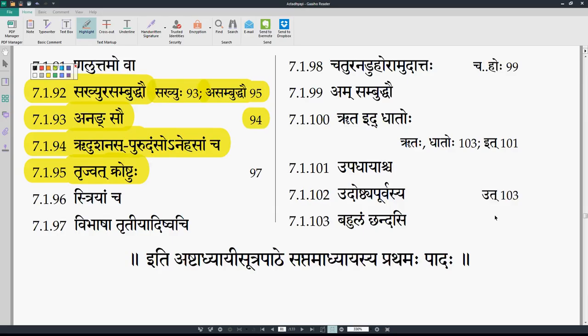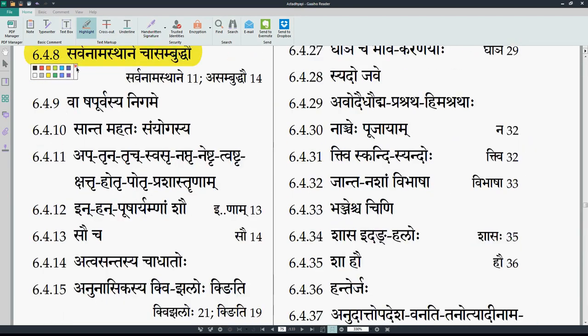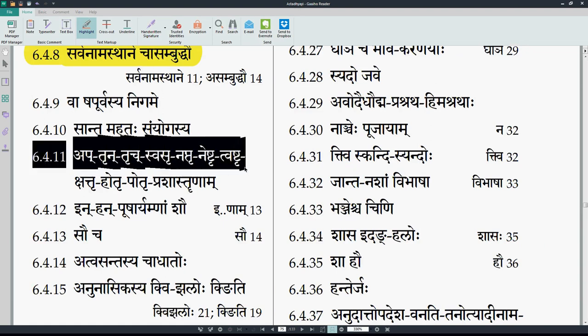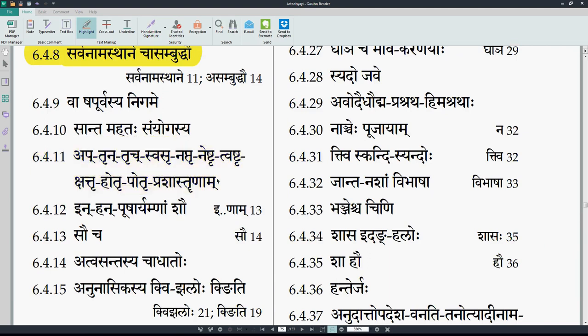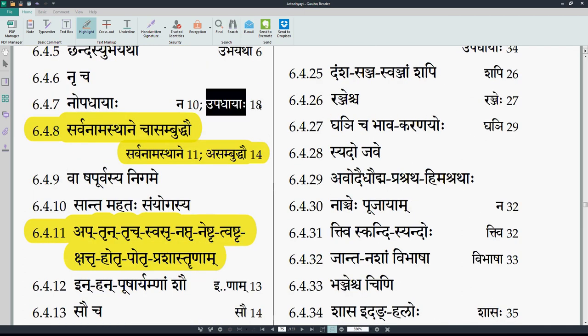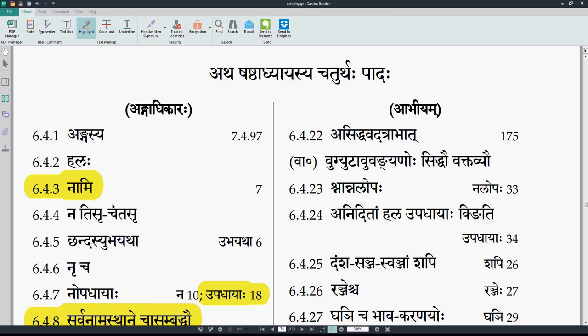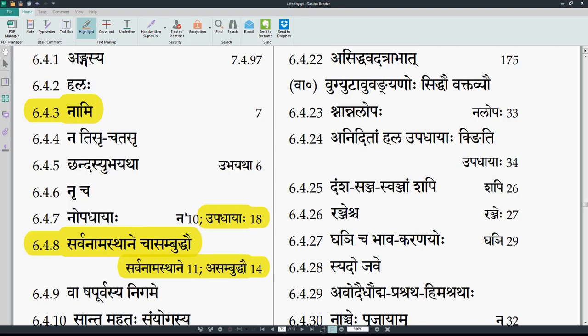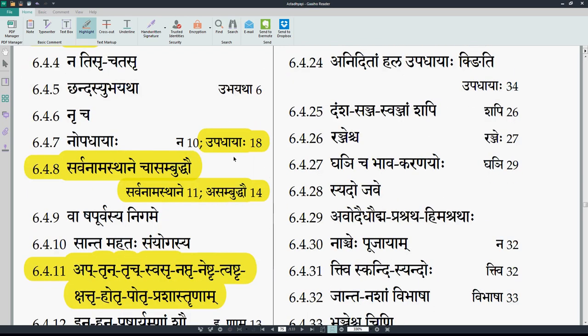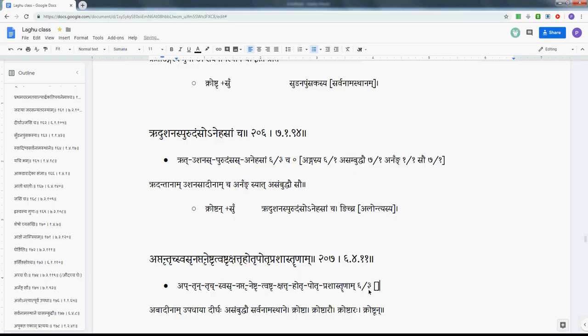What is the anuvritti? 6411. You see, aptrun, trich, swasru, naptru, neshtru, twashtru, kshatru, hotru, potru, prashastrunam. I'll just take a couple of minutes. We'll finish the vritti here. Asambuddhau sarvanamasthane. What happens? Upadhayaha. 11th sutra. So 18. Upadhayaha. Na does not have an anuvritti. And 6311. You have to go a long way back to see dirgha. All this nami dirgha. Upadhayaha dirgha. Na does not go there. So, asambuddhau sarvanamasthane upadhayaha dirgha. Dirgha Adesha.